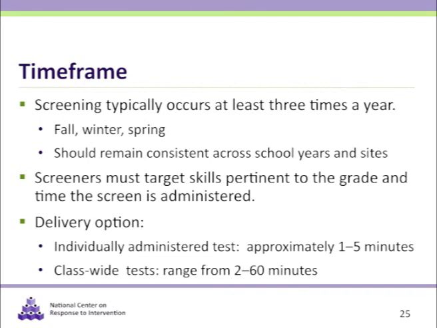As mentioned earlier when we were talking about the screening tools charts, screenings can be delivered in 2 ways. They might be done individually or as a group. There might be different times allotted for those different kinds of administrations. All that information is also available, as I mentioned, on the tools chart. For example, screeners can be individually administered, which takes approximately 1 to 5 minutes, or they can be class-wide tests, which range from 2 to 60 minutes. Depending on the number of the students in the class that are being screened, it might be more time efficient to do a class-wide test, or it might be more time efficient to do an individually administered test.